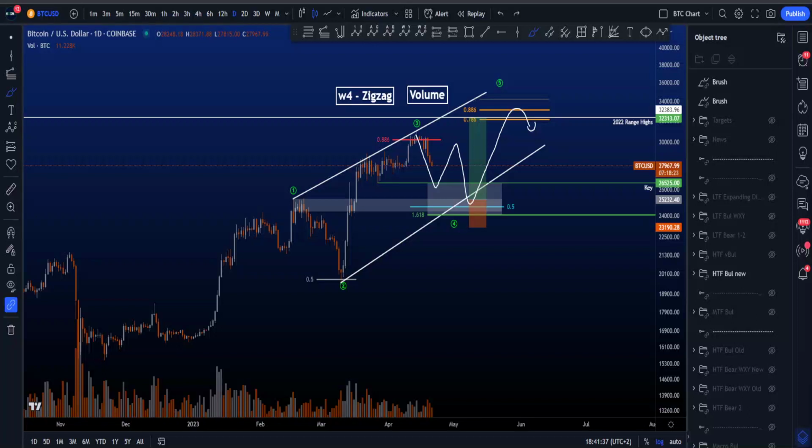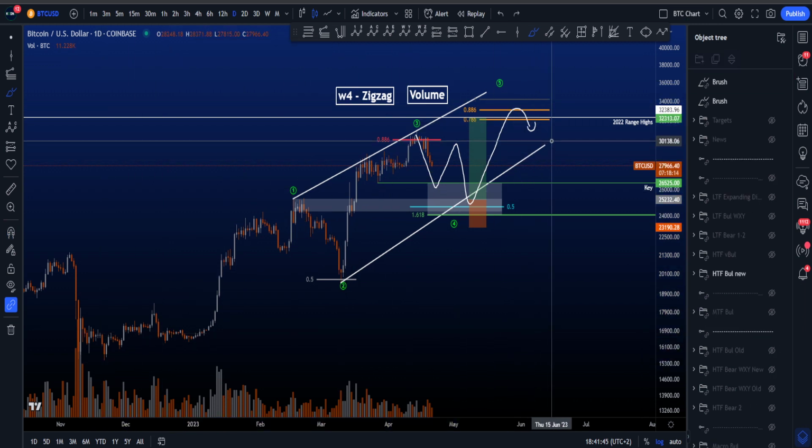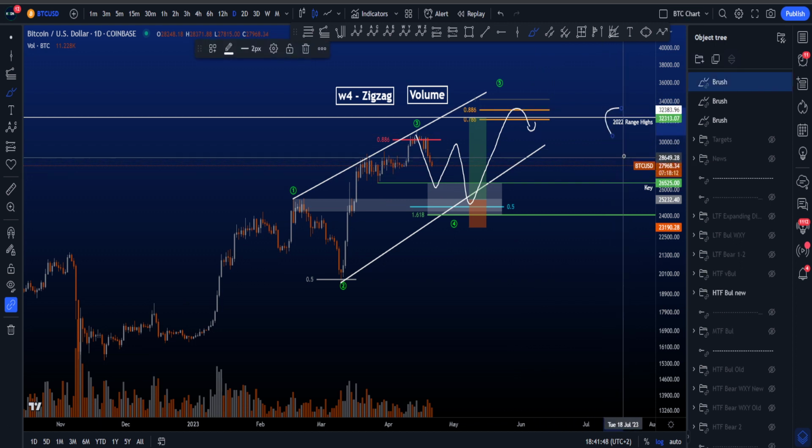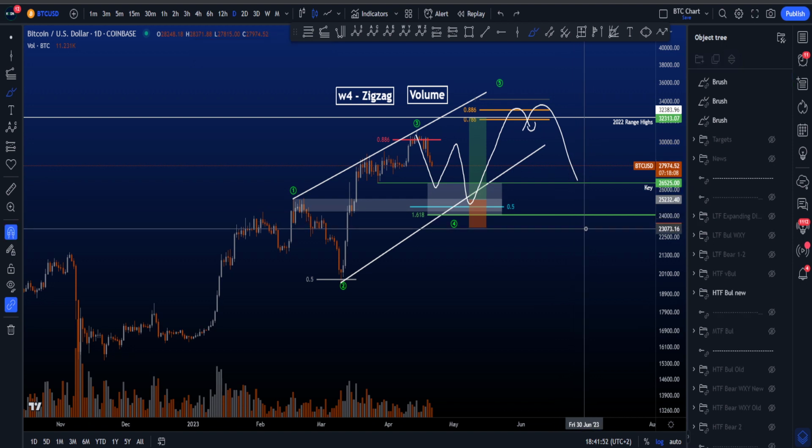Hi everyone, let's look at my high time frame and low time frame scenario, starting with the more bearish high time frame scenario where we're looking for this to be a 1, 2, 3, 4 and then a wave 5 to the upside, where still an interesting target is going to be the 2022 range highs for maybe a bit of a liquidity grab before then a corrective structure to the downside.